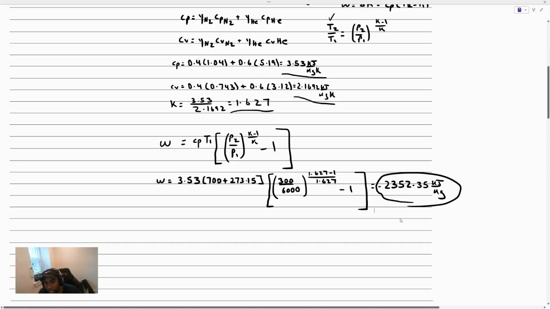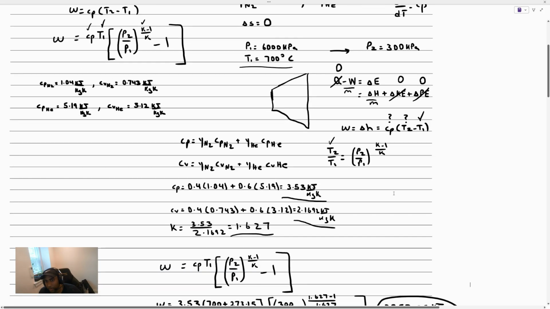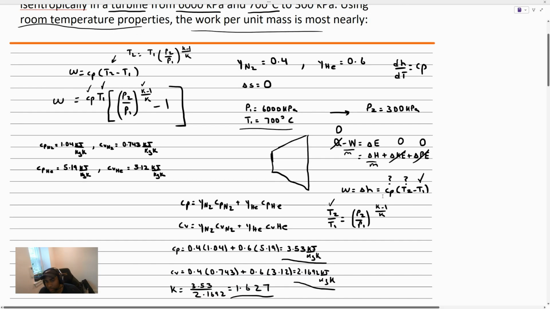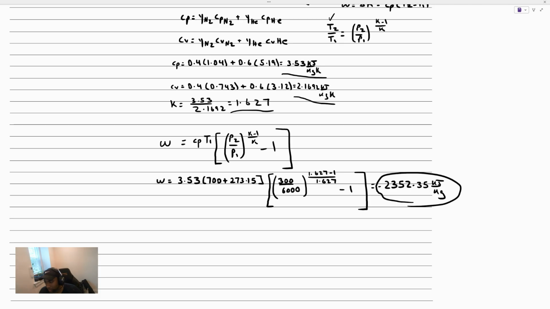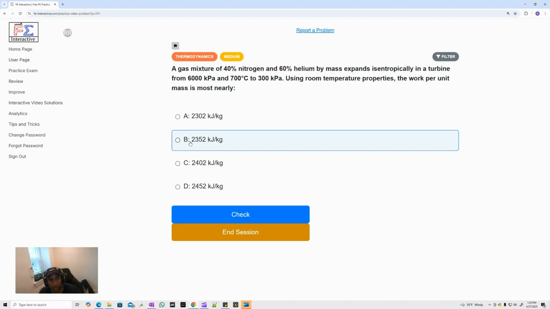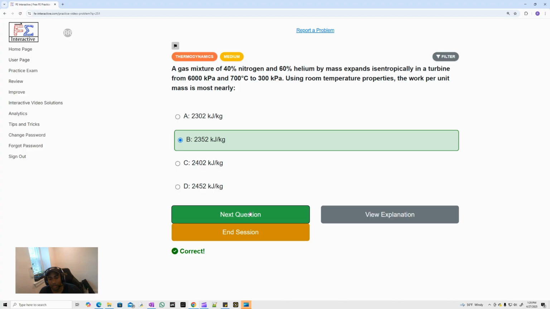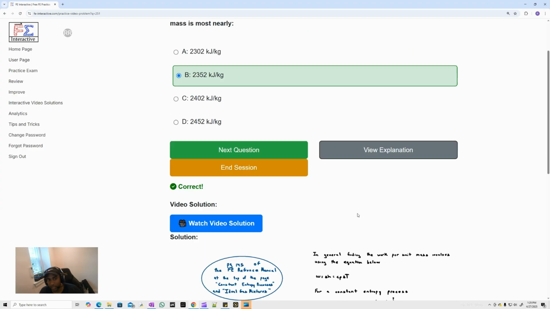After plugging in, what we ended up getting was negative 2352.35. And that negative sign is because up here you can see that what we ended up doing was neglecting that negative here. So it's actually a positive value. If we go ahead and check that answer here, 2352. Okay, so we did get the correct answer.